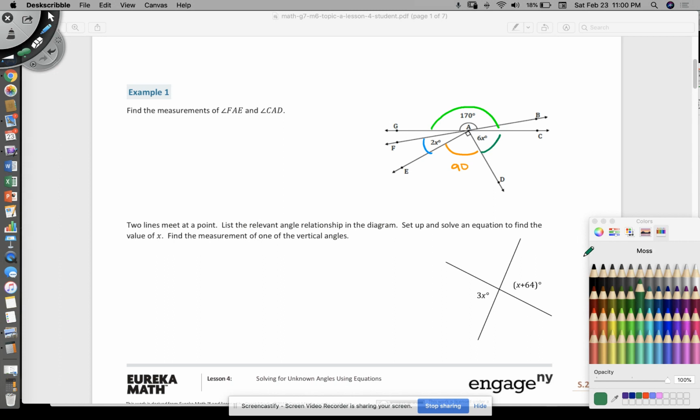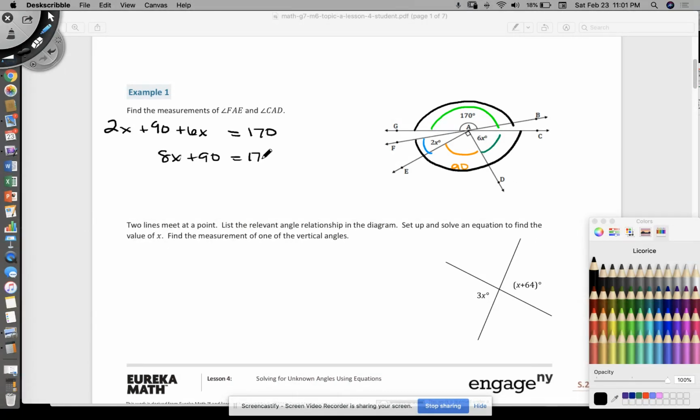Now, if you look closely, I'm going to do this in black here, I actually have a set of vertical angles. This whole angle is equal to the size of this whole angle, missing those little slivers in between. So I'm going to set it up as a vertical angle rule. I'm going to say 2x plus 90 plus 6x is equal to 170 degrees. 2x plus 6x gives me 8x plus 90 equals 170.